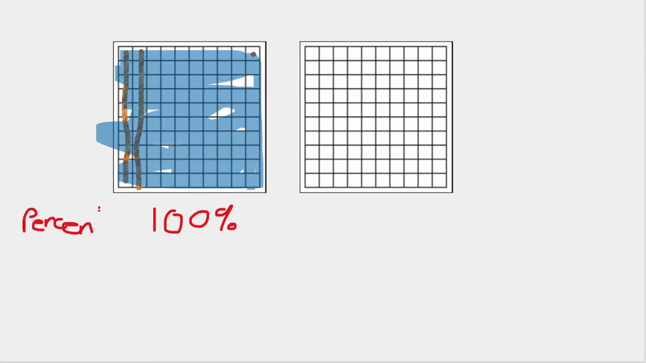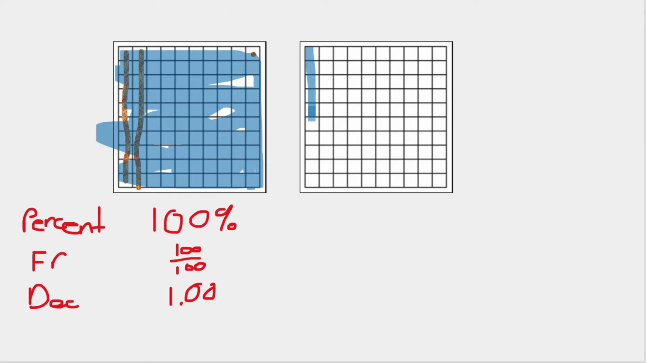Okay, and then the fraction would be, I'm just going to do FR for fraction, 100 over 100, right? And then the decimal would be 1 decimal 0 0 because it is one whole, right?